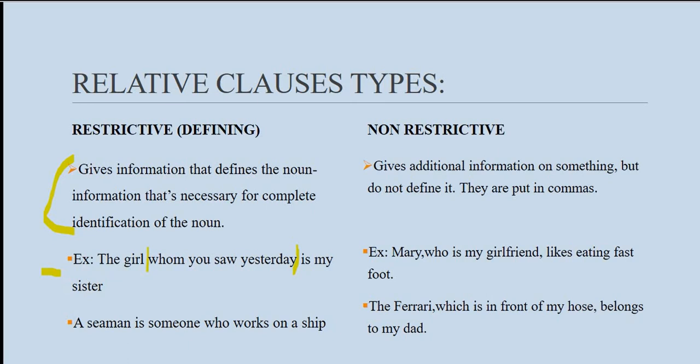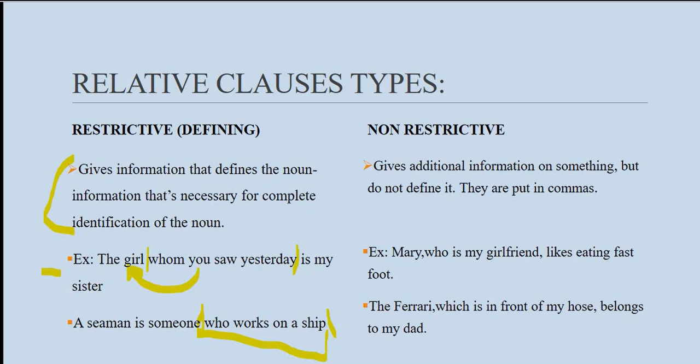So you can see that if we don't use the restrictive, defining relative clause here, then our sentence will lack its message. I mean, the girl would be meaningless here without any identification or definition. So it might be any girl. So if we use a defining relative clause, it gives information that defines the noun like an adjective. A seaman is someone who works on a ship. For example, if you delete this part, then your sentence will be very meaningless. Like a seaman is someone. Denizci bir kişidir.